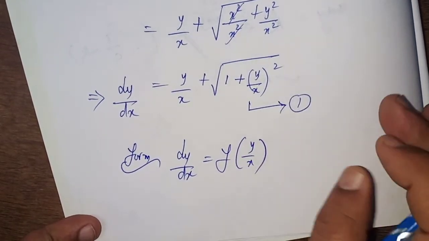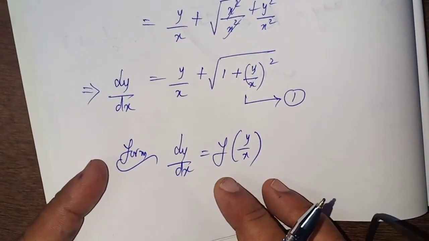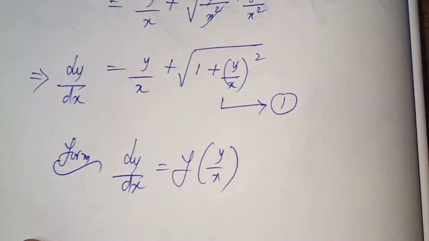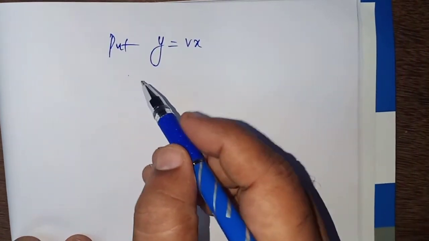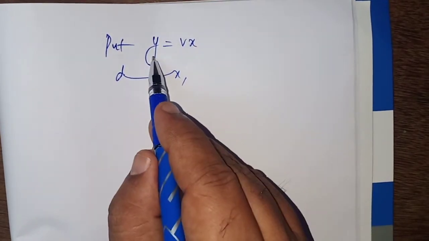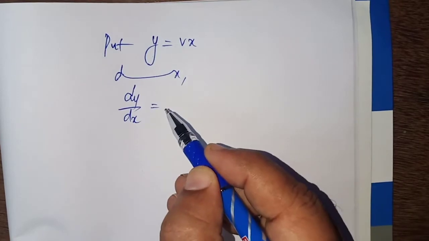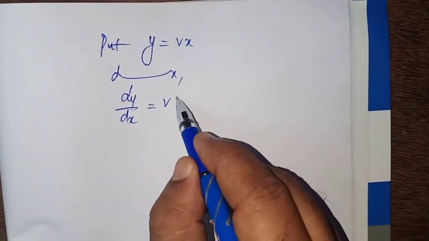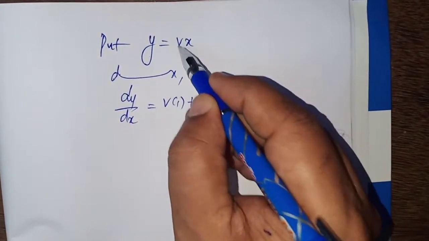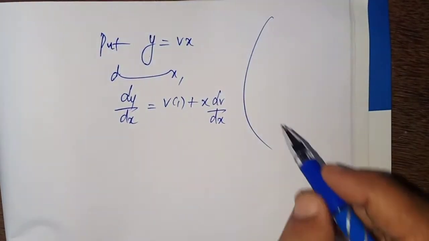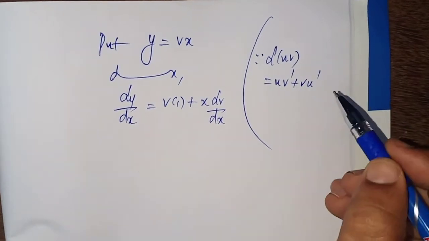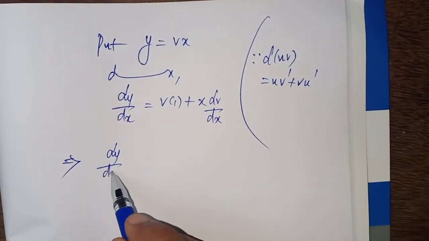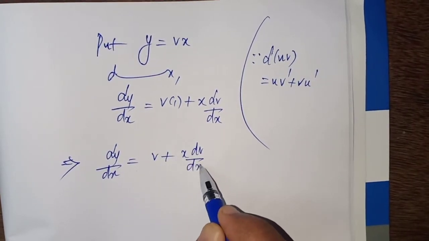This is equation number 1. Since this is of the form dy by dx in terms of y by x, put y equals vx. Consider y equals vx. Differentiate with respect to x. dy by dx equals, by the UV method, write u as it is: differentiation of x with respect to x is 1, plus x as it is, differentiation of v with respect to x is dv by dx. For your reference, the formula: differentiation of UV equals UV dash plus VU dash, which implies dy by dx equals v into 1 plus x into dv by dx.